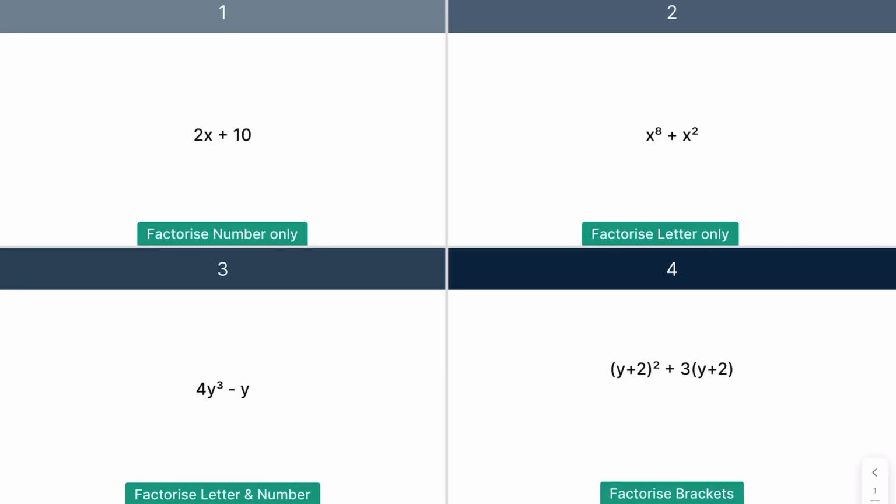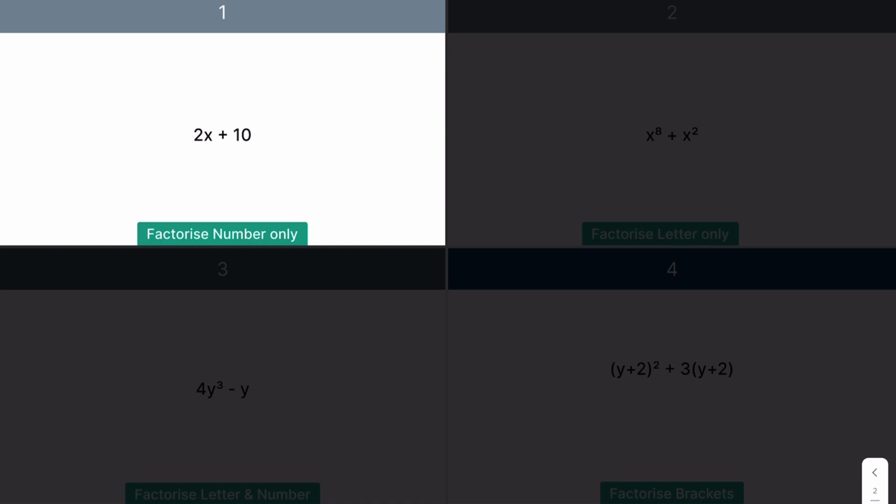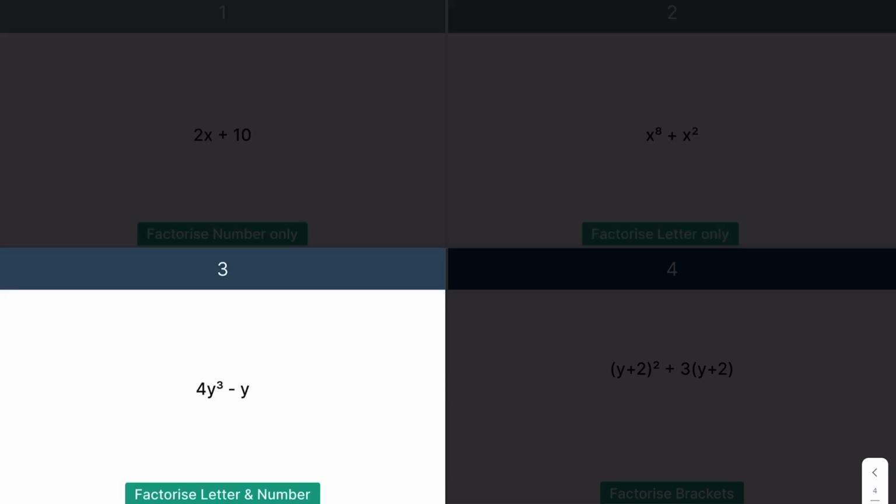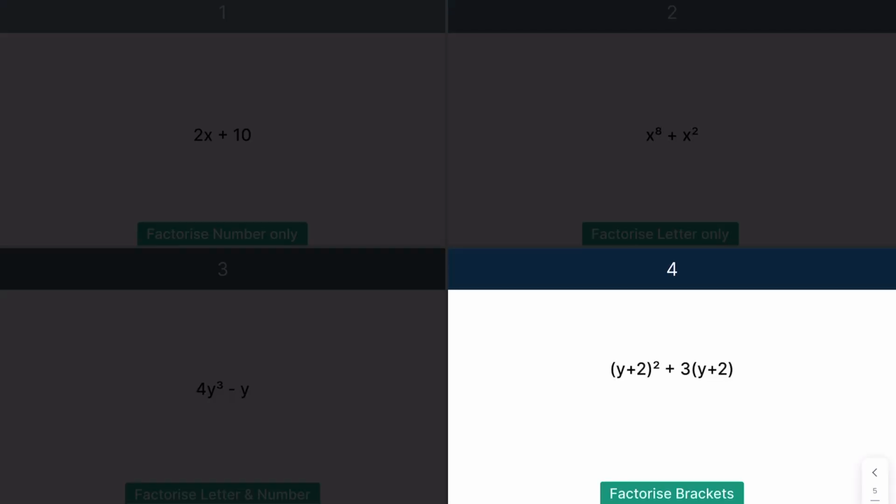Simple factorization is what we're going to look at in this video, split into 4 parts. We're going to start off by looking at factorization involving numbers only, and then looking at letters, and then looking at letters and numbers, and finally looking at some brackets.